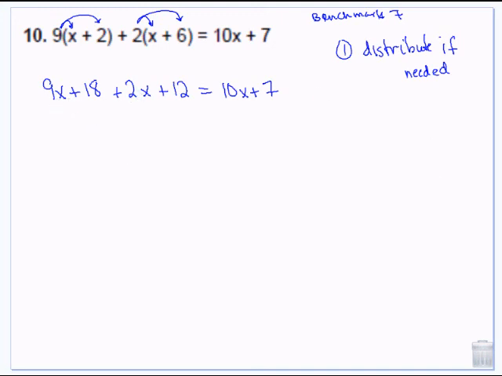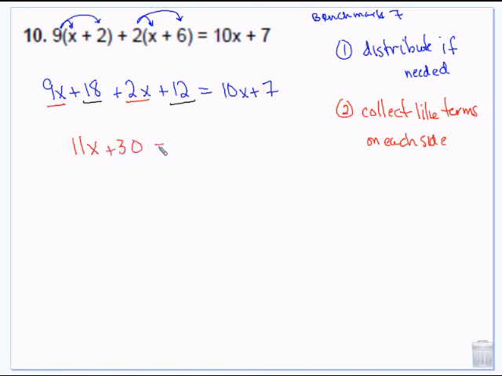Okay, now I'm going to collect my like terms. That's step 2. Okay, and I'm going to do that on each side. I'm not collecting 9 and 10, or 2 and 10, because they're on opposite sides, so I'm only dealing with the one side. So 9x and 2x is 11x. 18 and 12 is 30.